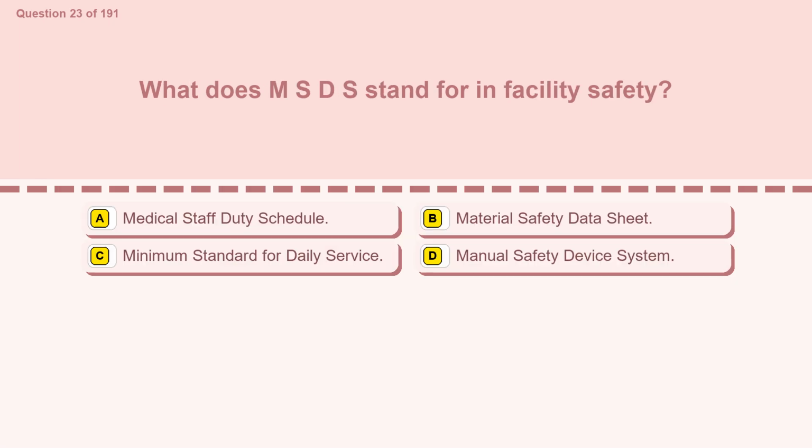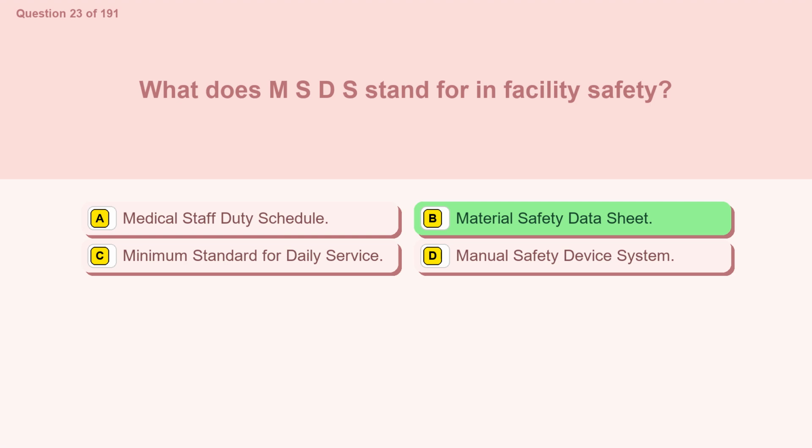Question 23. What does MSDS stand for in facility safety? Option A. A medical staff duty schedule. Option B. Material safety data sheet. Option C. A minimum standard for daily service. Option D. Manual safety device system.